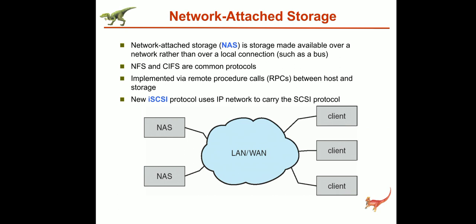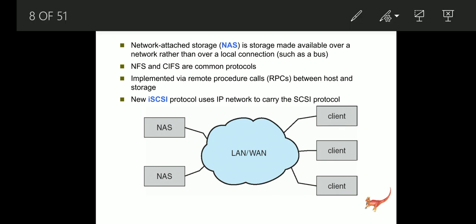And in order to have the communication, we need either a local area network or a wide area network. So these clients can communicate with, or can access, the information stored in NAS devices over LAN or WAN. The data exchange happens through the network, local area network or wide area network.